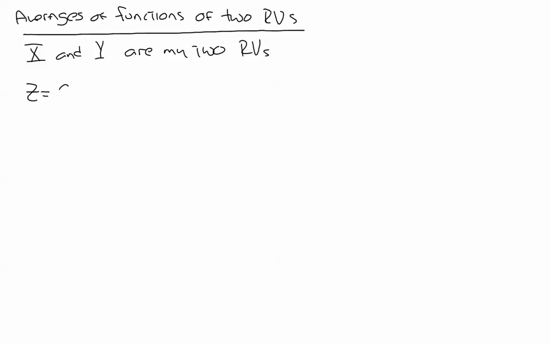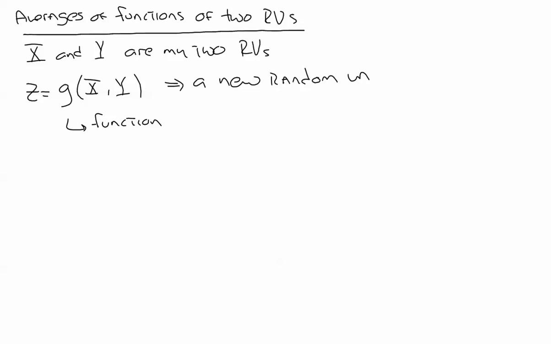Z is going to be a function of x and y. g is some function. A function of a function is a function. A function of two functions is a function. So if x and y are both random variables, a function of those two random variables is a new random variable. All right? We're not going to talk a whole lot about z itself. We're going to really interest ourselves with the function g.